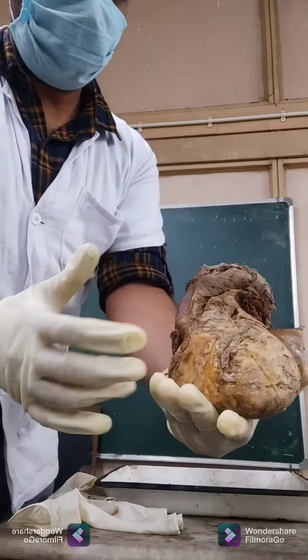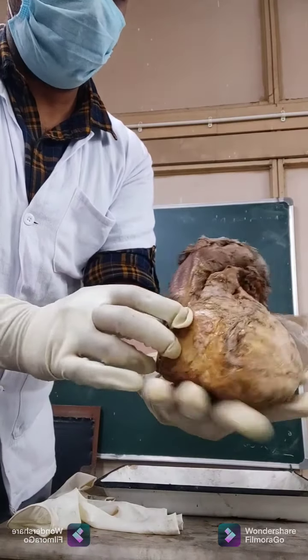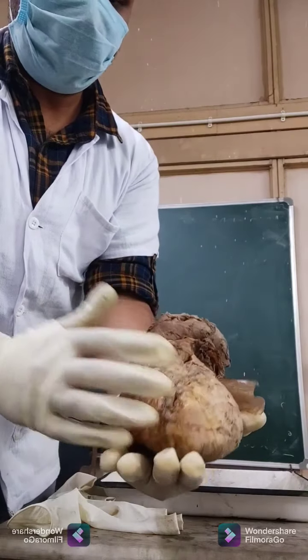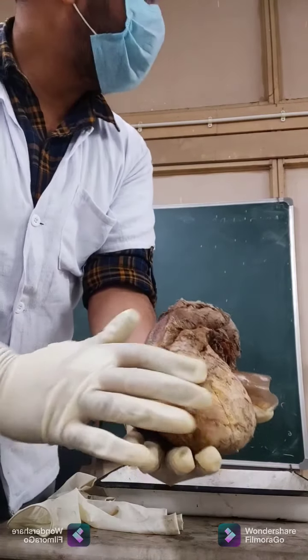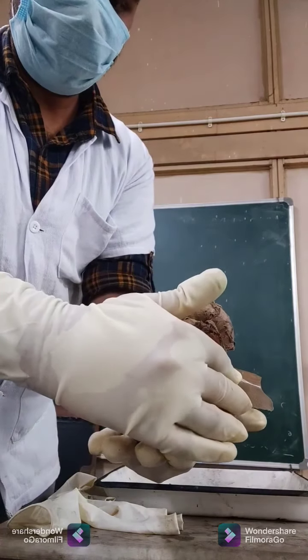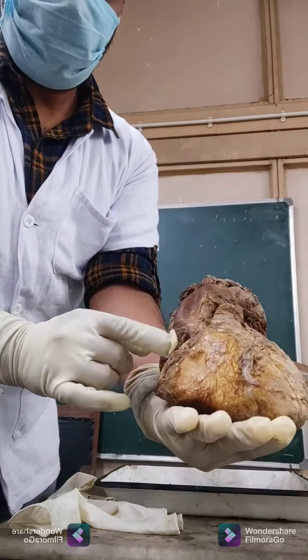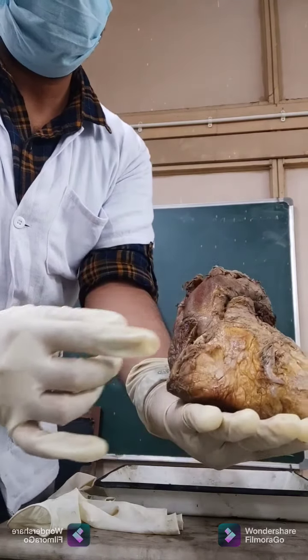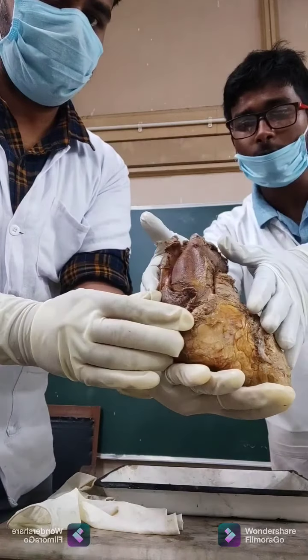Now let's talk about some of the major parts of the heart. In the anterior aspect, you will see that this is the right ventricle, and this is the left ventricle. This is the right auricle. See this appendage on the front side. We have to give a little twist.